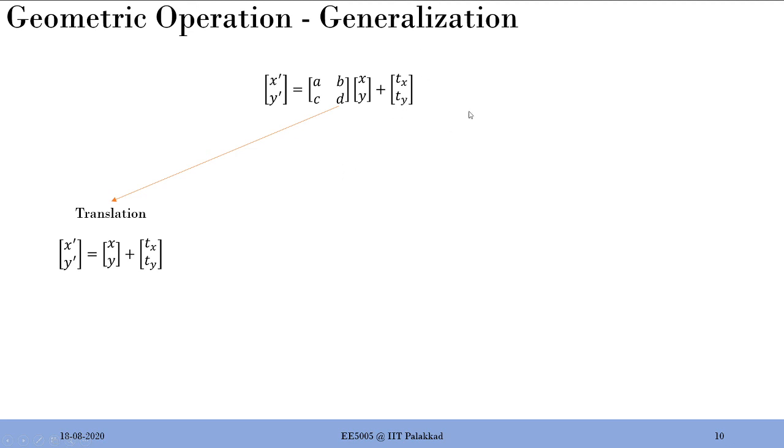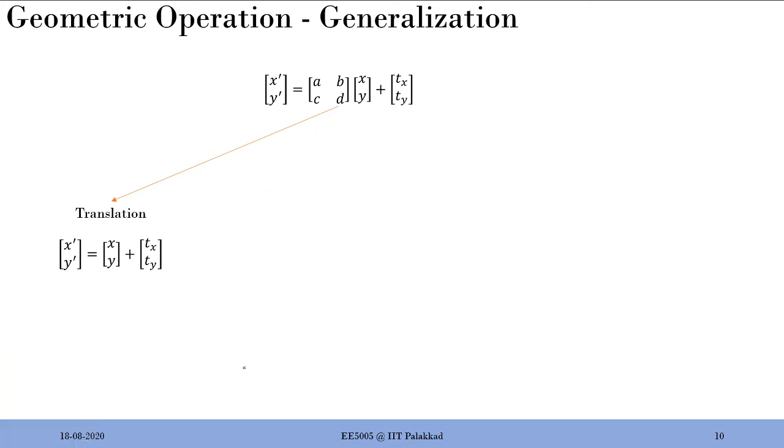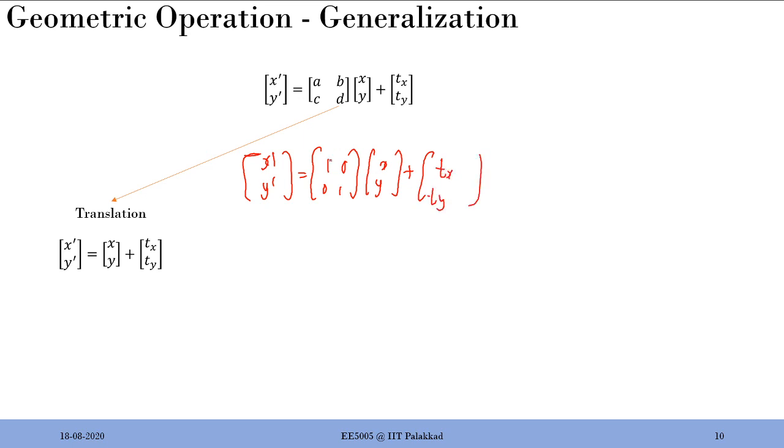If somebody is still having doubt, it is as simple as this. So this is x dash y dash equal to 1 0 0 1 into xy plus tx ty. So that nicely gets represented to this expression, xy. Okay, so let me just discard it.